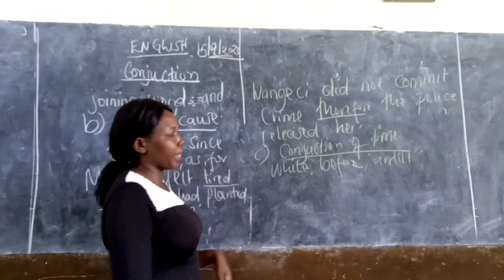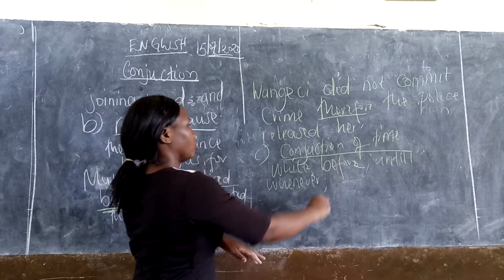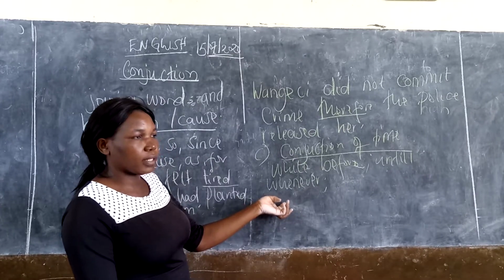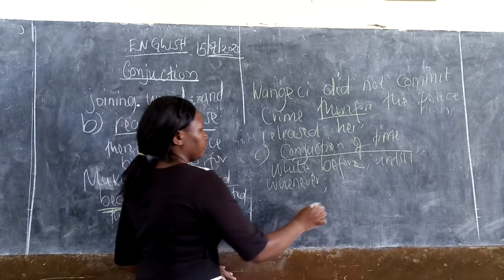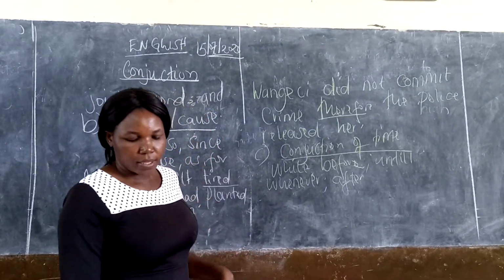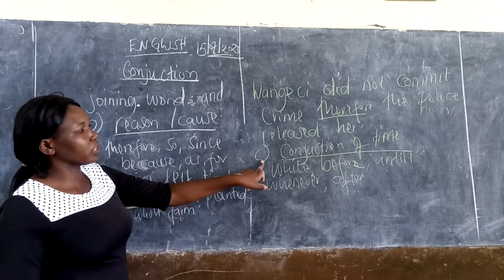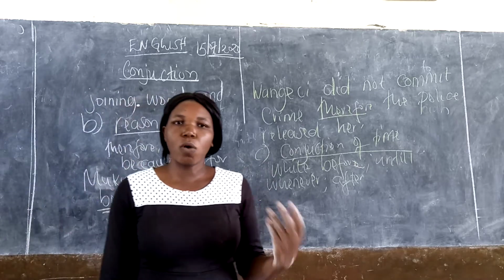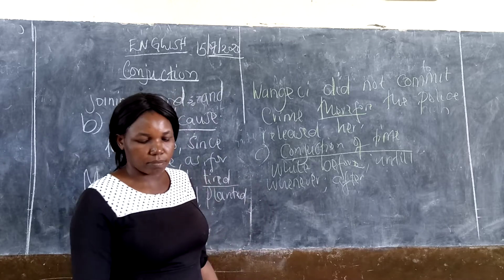We also have whenever. It's also a conjunction of time. It gives us time. At what time did that thing happen? We also have after. So, conjunctions of time tell us what time something happened. They tell us about the time that thing happened.